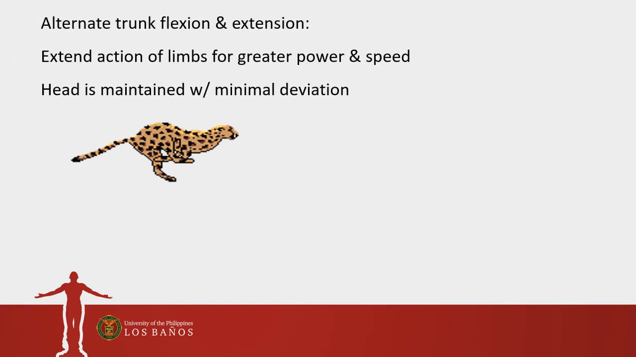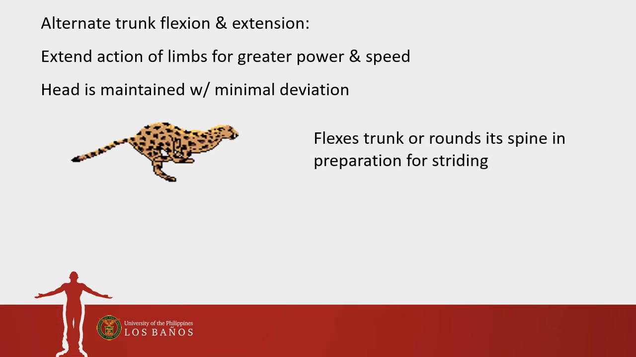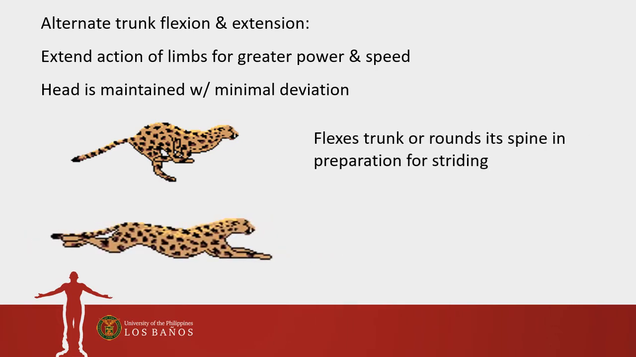The alternating trunk flexion and extension explains why cheetahs can cover long distances over a short time. The following movement extends the action of the limbs for greater power and speed. The head is maintained with minimal deviation. During trunk flexion, it rounds its spine in preparation for striding. Then, with striding limbs, the trunk arches to extend the power and strength of the stride.